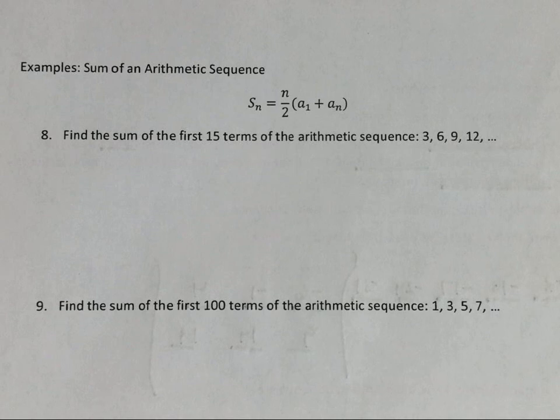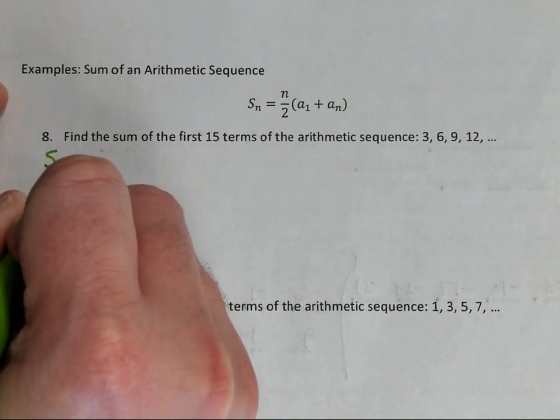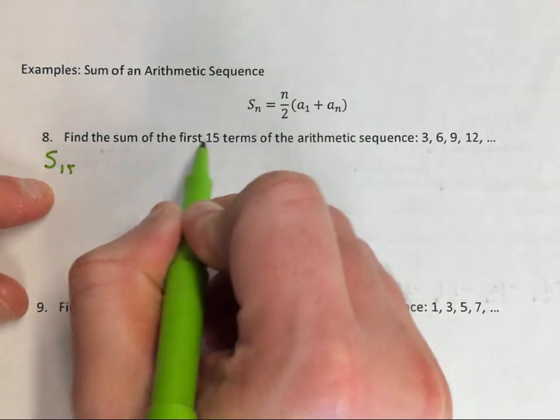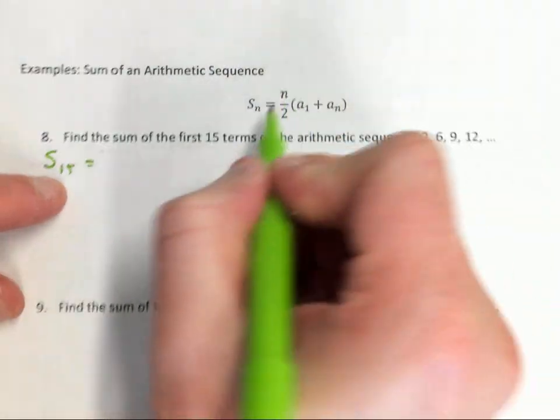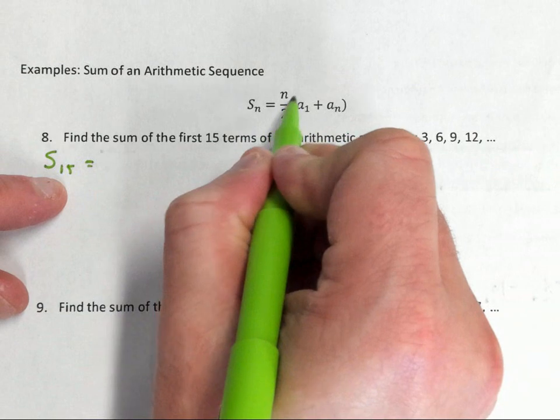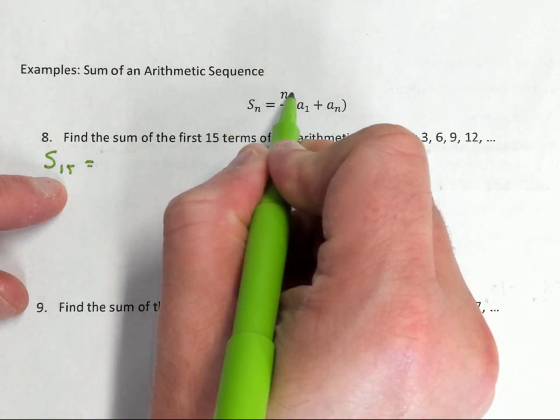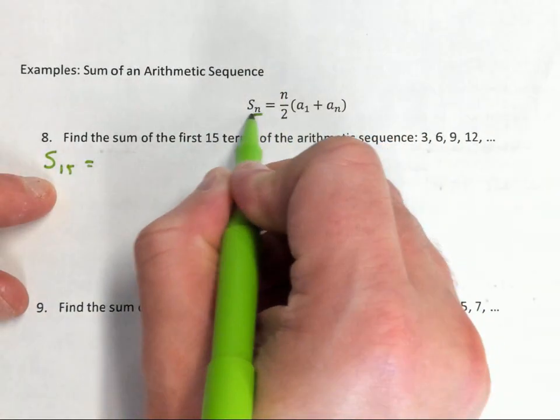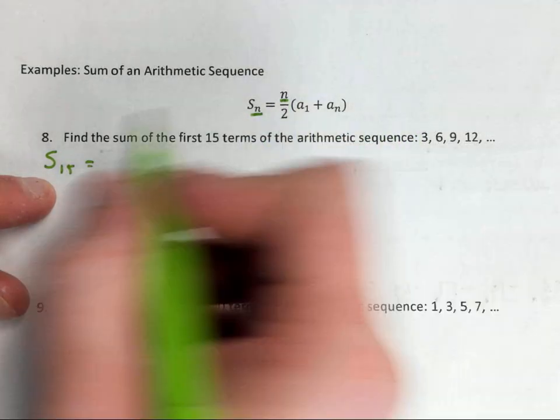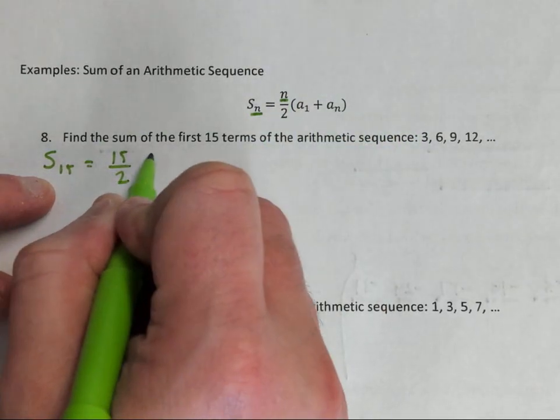So here, they say, find the sum of the first 15 terms of the arithmetic sequence 3, 6, 9, 12, dot, dot, dot. They don't give you all 15, so you're going to use this formula to help find it. On number 8, I'm going to put S sub 15, because that's what you want to find, the sum of the 15 terms, equals. If I put 15 here, what's going in for this n up here? 15. Aren't those the same thing in this formula? So I'm going to put 15 over 2.